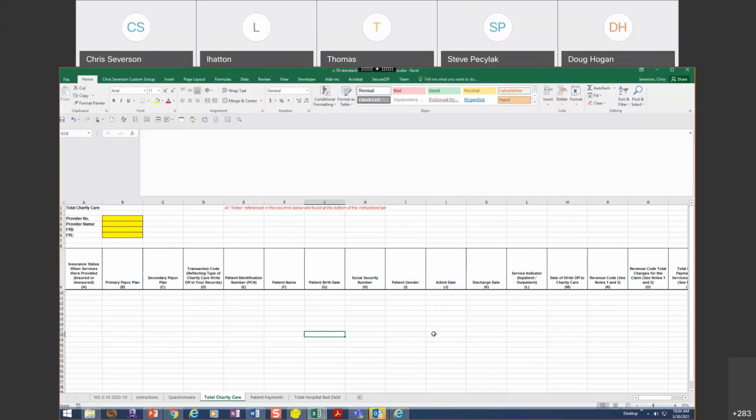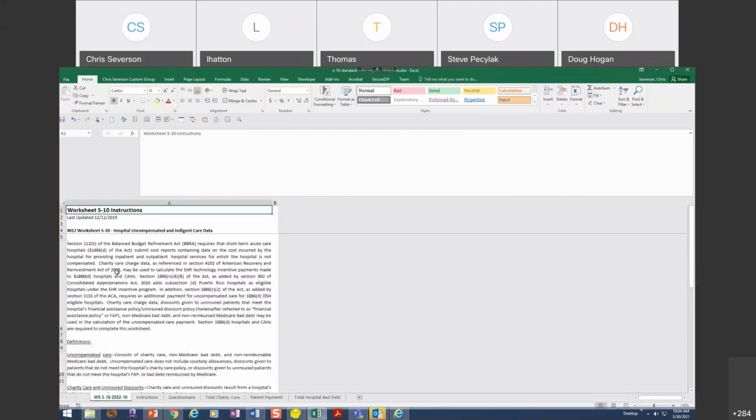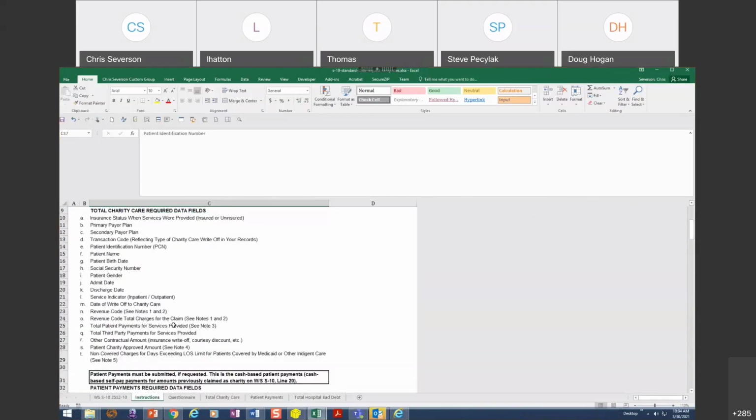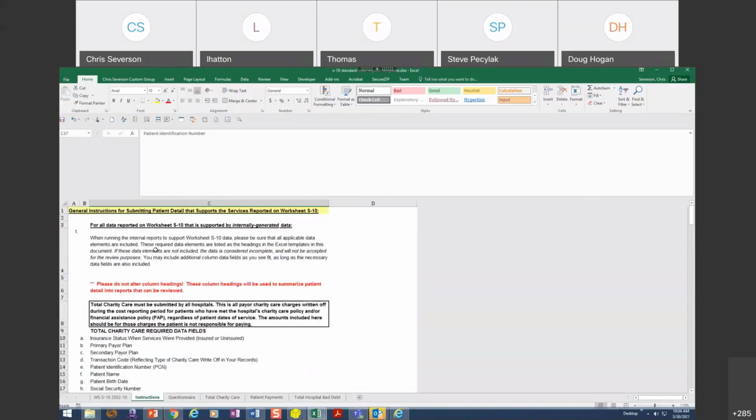So what you should be seeing on the screen right now is an Excel spreadsheet with 6 different tabs. The first one is really just cost reporting instructions. You can find those in the cost report itself. We just put them there to make sure they're readily available. Then the instructions tab itself, a lot of which is pretty high-level generic information.